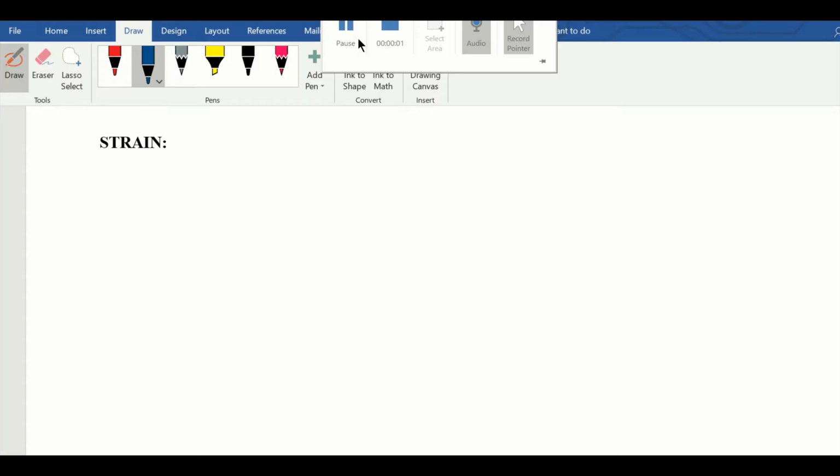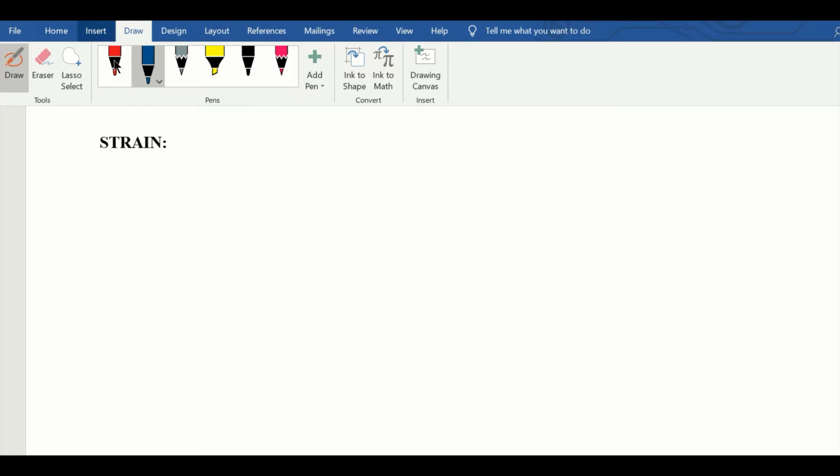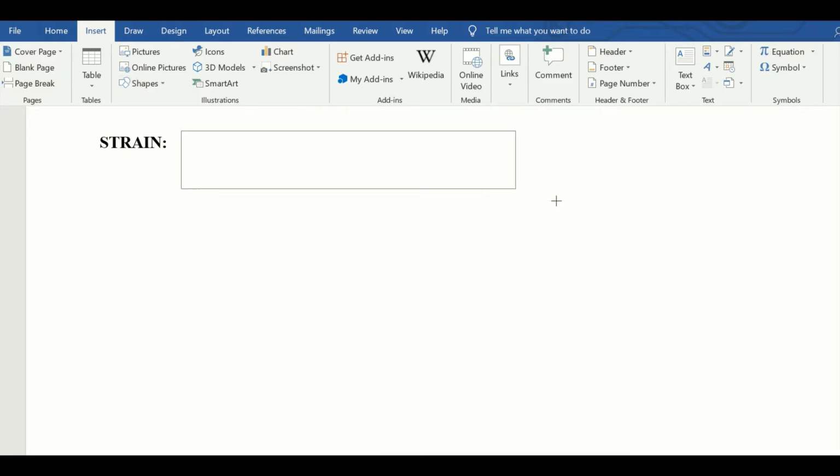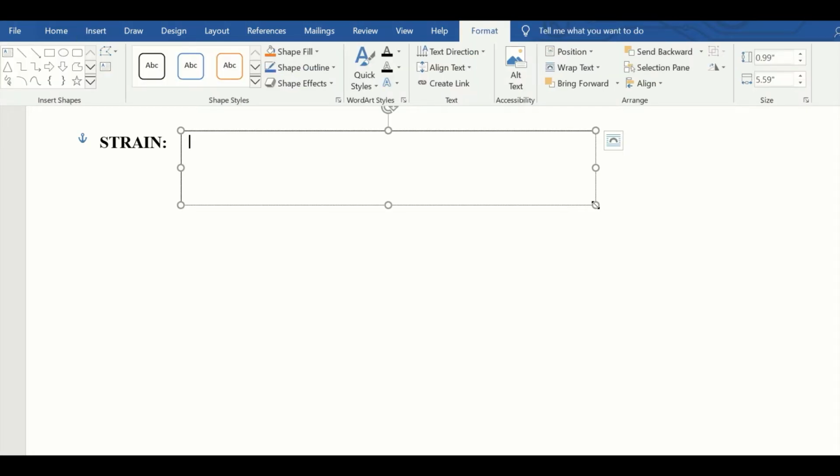Okay, so let's look at strain. What is a strain? Let me give us a definition for a strain. A strain is the fractional change in the dimension of a material. That is called a strain. And please, it is caused by a force.